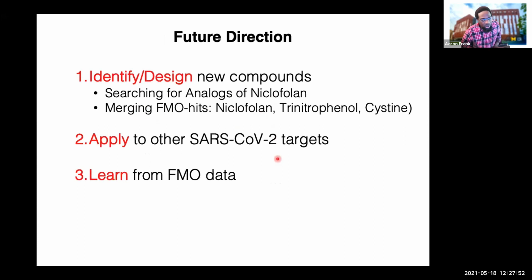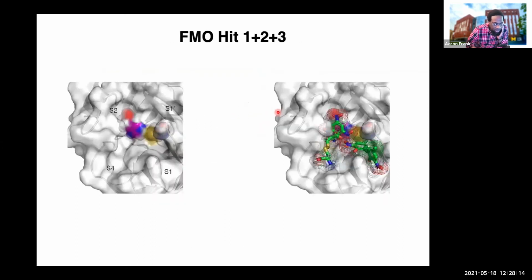So one of the things we might want to do moving forward, right, is first we can search for analogs of our first hit, right? And so this will be an effort to identify new compounds that can have activity against the MPRO. Another thing we can do is also try merging our hits, right? So I showed you this slide where we kind of showed all three hits together, right? One could imagine coming up with a novel molecule that combines each of these three compounds, right?